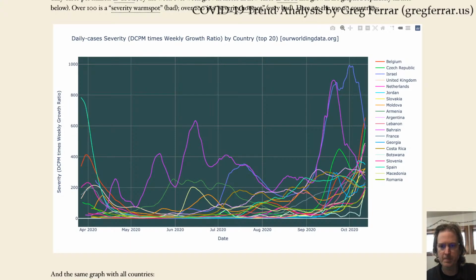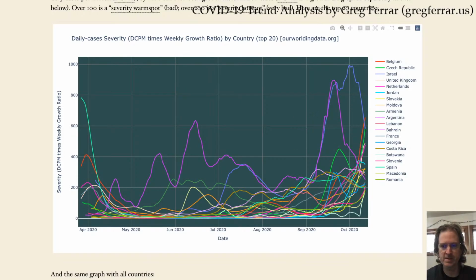If we look at the current severity of the countries of the world, and by the way, you can ask questions in the text chat, the live chat. I should see those if you do that. If you look at the countries of the world right now, according to the list on the right, the legend, Belgium is the worst. And that's the red line here.